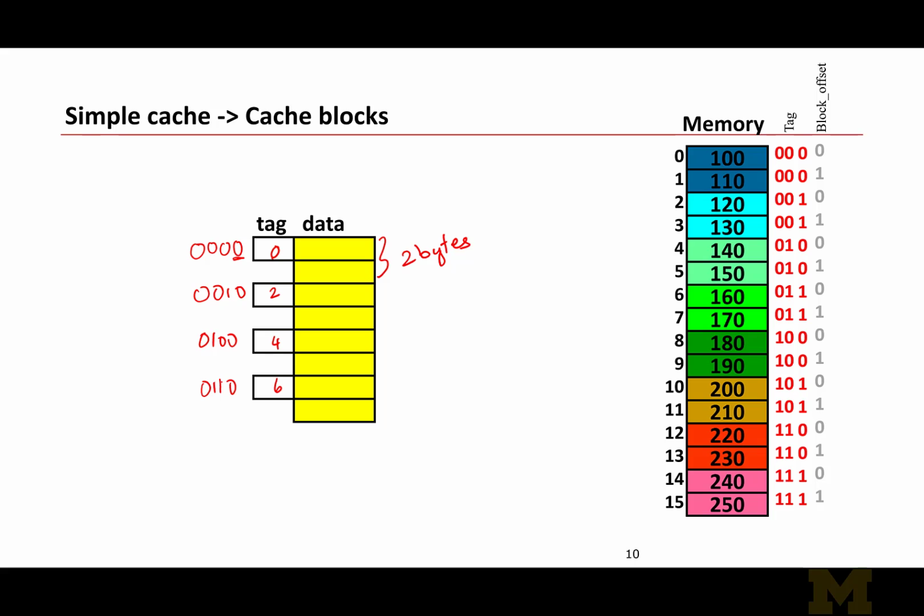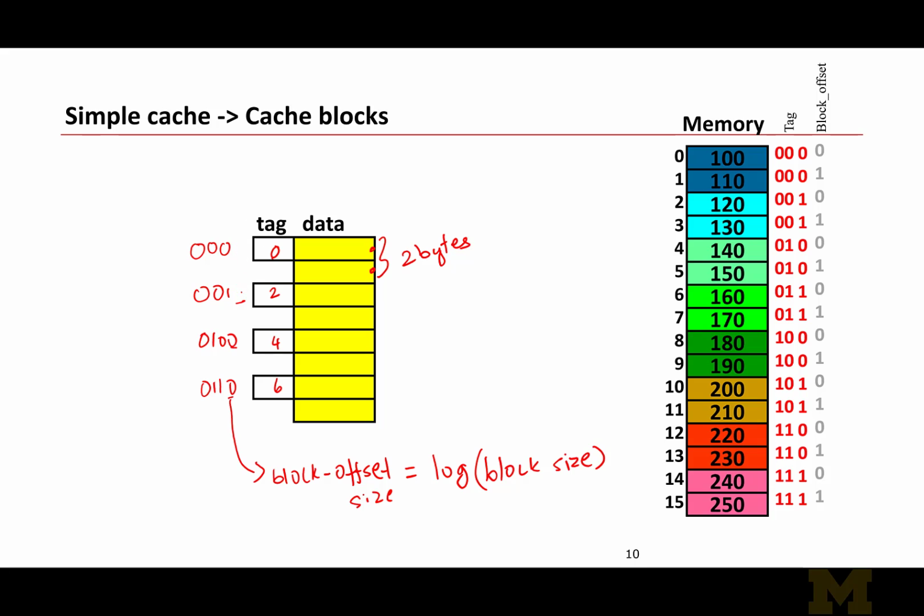In fact, the last bit is really used for identifying whether I should be accessing the first byte or the second byte in the block. And so that's why we call this bit the block offset. Now the number of bits that you need for the block offset would depend on the block size. It turns out that the block offset size would be log to the base 2 of the block size. So in this example, I have the block size of 2, and that's why my block offset size is just 1 bit.